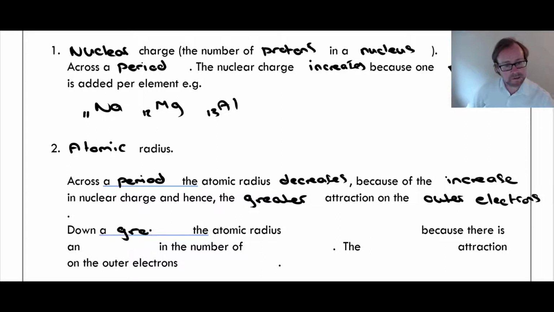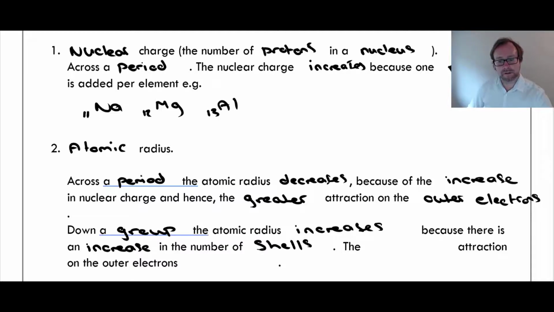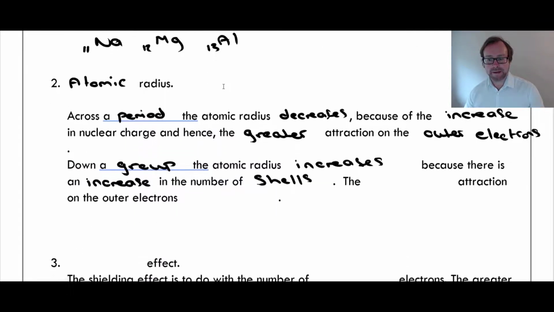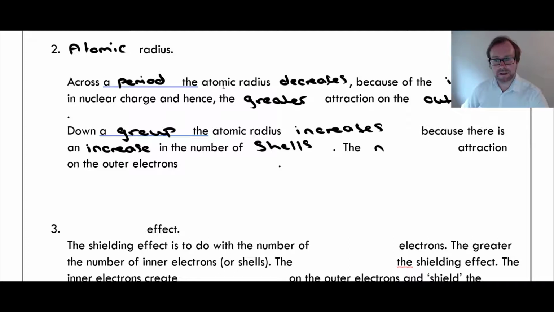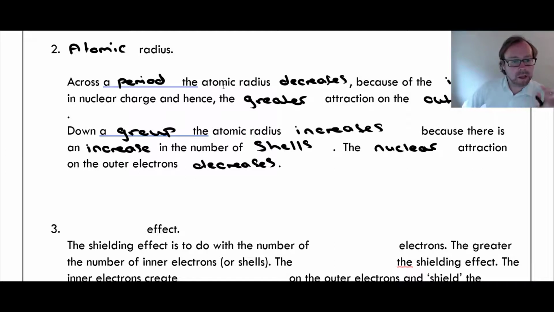Down a group, the atomic radius increases, which is not surprising because there is an increase in the number of shells, and that means the nuclear attraction, so this is a new word I'm using, on the outer electrons decreases. So I'll explain this word nuclear attraction in a minute. So just have a read through that and we'll go through the third one in a second.